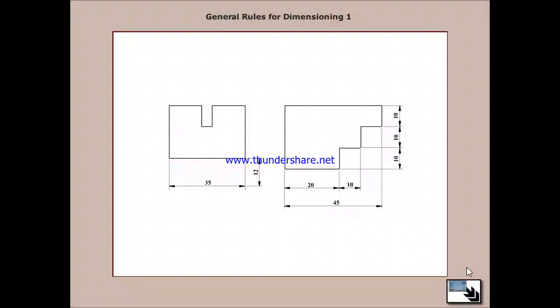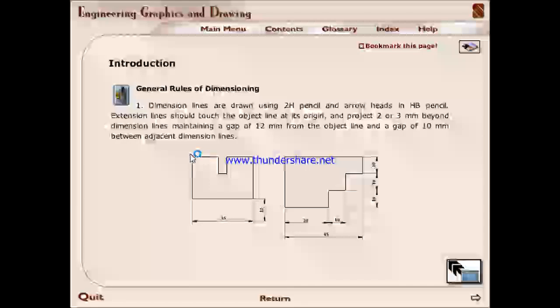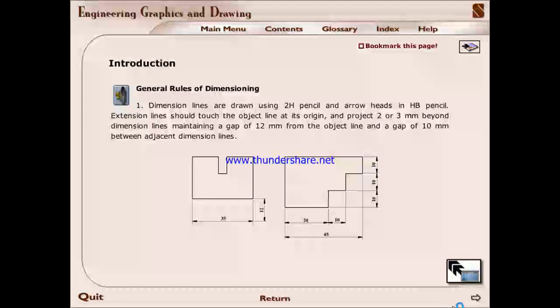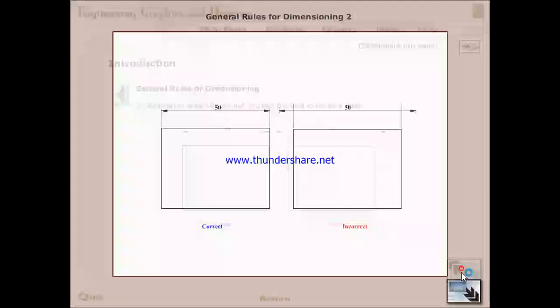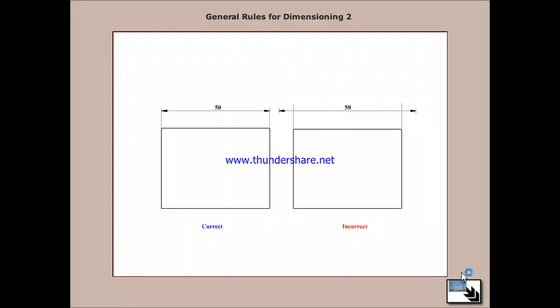Dimension lines are drawn using 2H pencil and arrowheads in HP pencil. Extension lines should touch the object line as it originates and project 2 or 3 millimeters beyond dimension lines, maintaining a gap of 12 millimeters from the object line and a gap of 10 millimeters between adjacent dimension lines. Dimension lines should not project beyond extension lines.